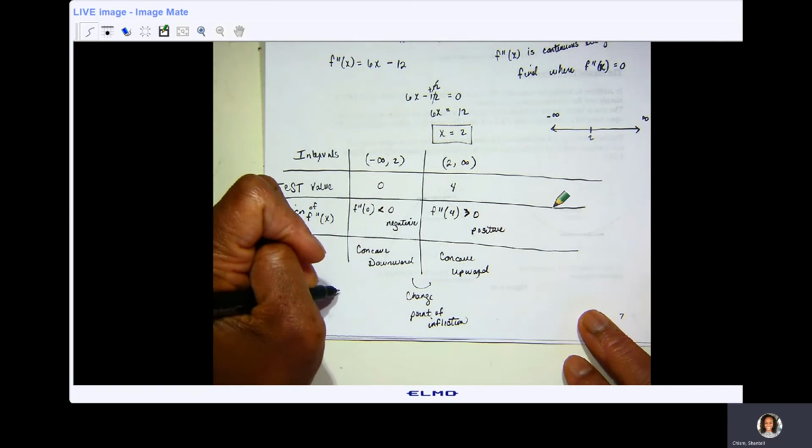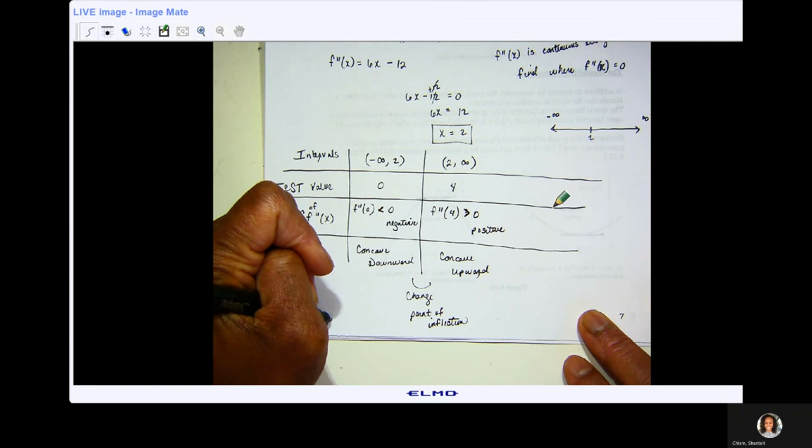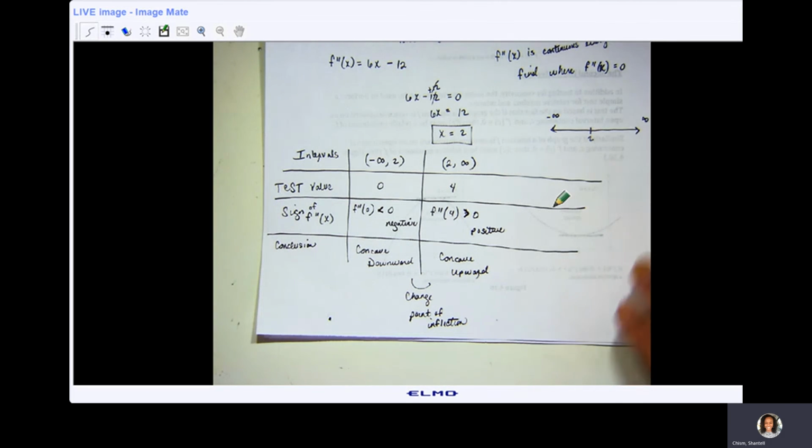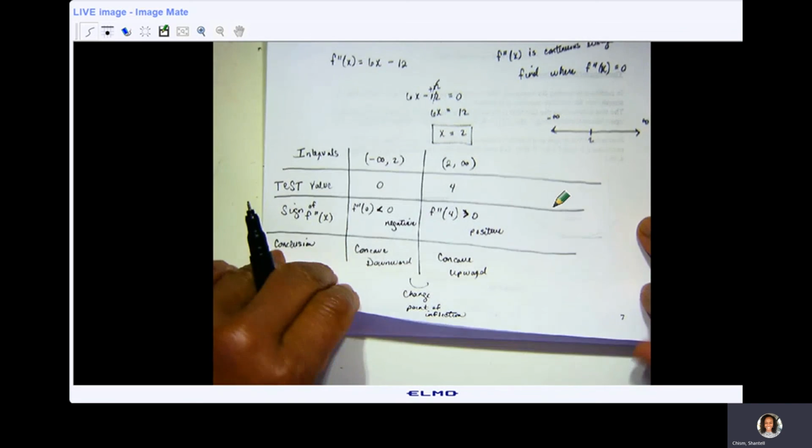So it's going from concave down to concave up. You do have a point of inflection. I wasn't trying to write, but I don't know what that is.